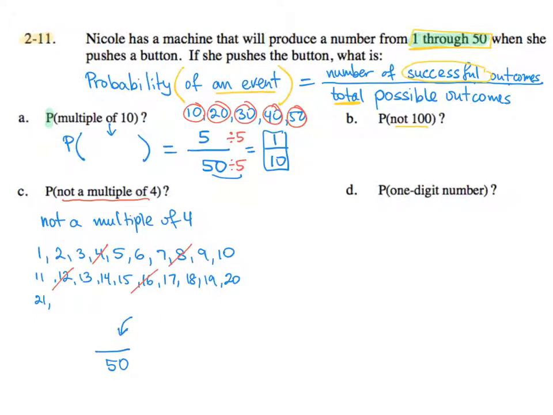Similarly, do letter D on your own. We're looking for how many are 1-digit numbers, and we have all the way from 1 to 50, but 1 digit means a number like 3 is 1 digit. It has only one digit like that. So how many are there? Count them, and start of course from 1. So try everything else on your own.